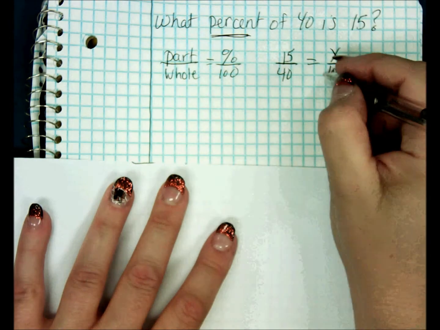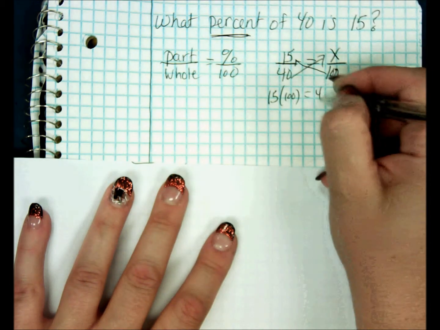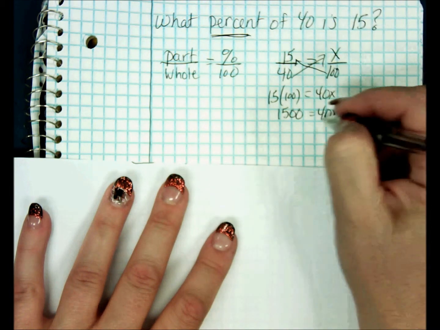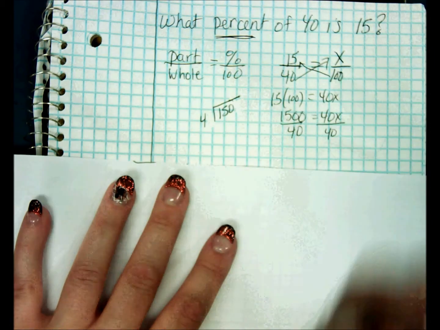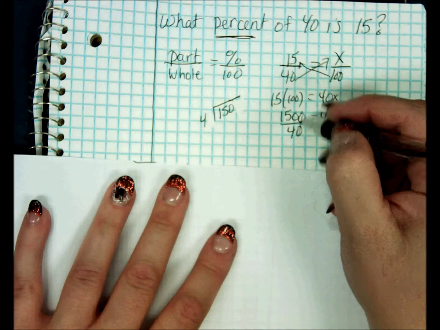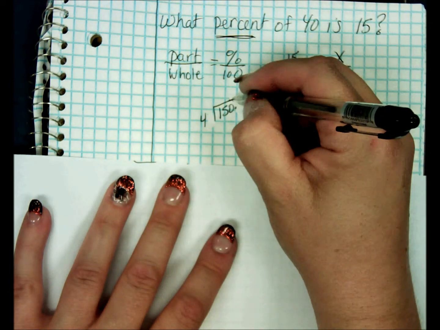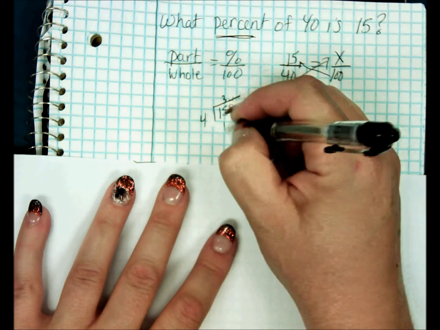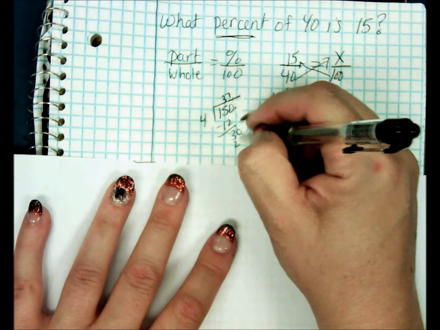So now we cross multiply. 15 times 100 equals 40 times x. I get 1500 equals 40x. Now we divide by 40. One thing I did before I did the problem is I said I can see that I can take a 0 from both. Actually, that would be dividing by 10. I could divide the top by 10 and the bottom by 10. Kind of makes my problem go a little bit easier. 4 goes into 15 3 times. There's your 12. 4 goes into 30 7 times, 28, 2 left over.